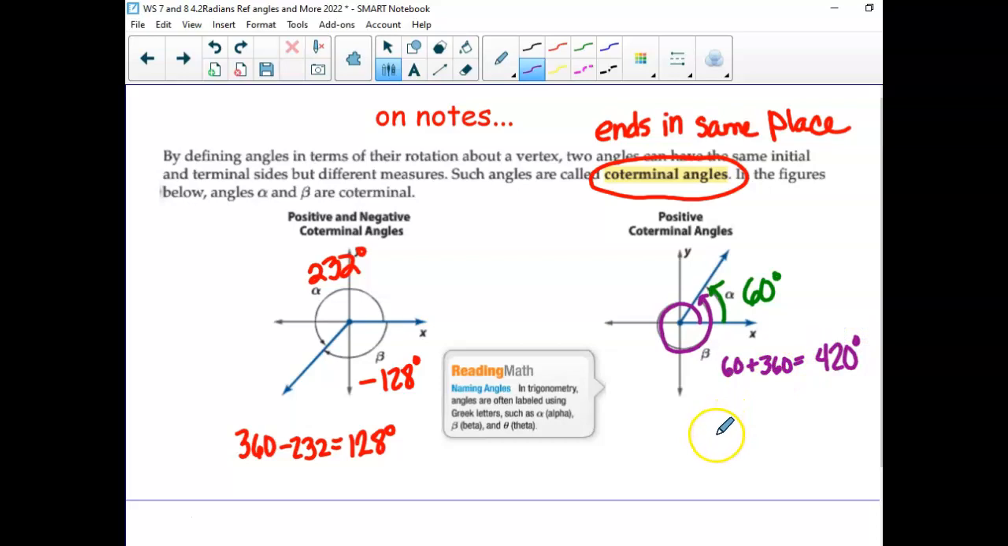Coterminal means they end in the same spot. It can be positive and negative, or it can be positive and positive, or negative and negative. If it's degrees, though, all you're doing is adding and subtracting what? You want to keep giving a new name for that angle. Okay, it's 60 here, but I want to go all the way around once and get to 60, or I want to go the other way and get to 60, or I want to go around twice and get there. I just keep adding and subtracting 360 degrees, yes? If it's in radians, what would you keep adding and subtracting? What's a whole revolution? 2 pi?